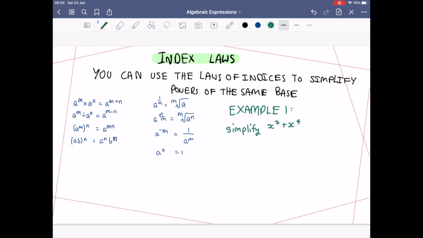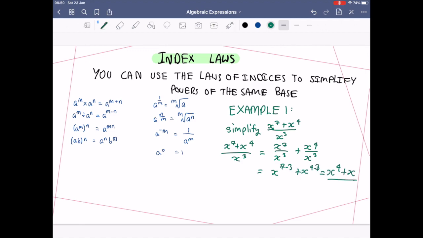So an example is to simplify (x^7 + x^4) over x^3. First of all, we want to split this up into two parts, x^7 and x^4, each individually over x^3, and then we can use the index law and divide, getting x^4 plus x.